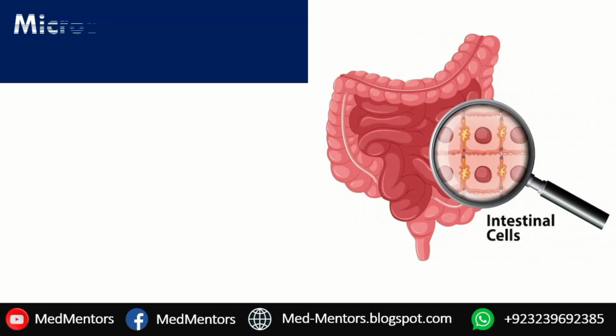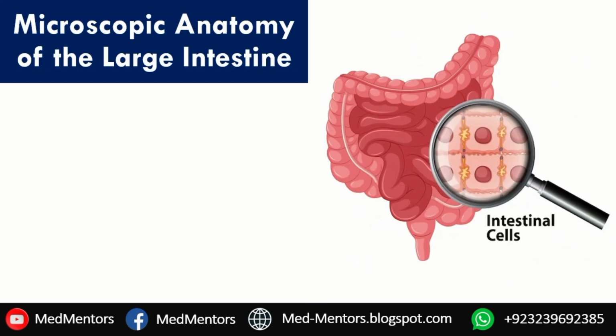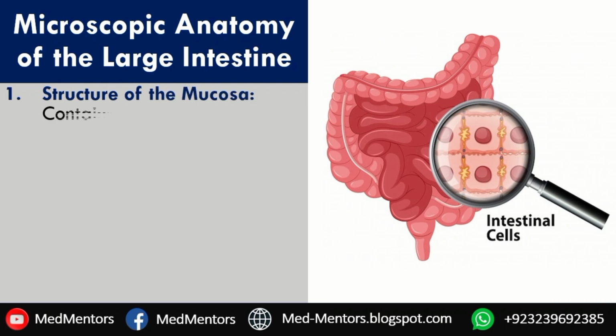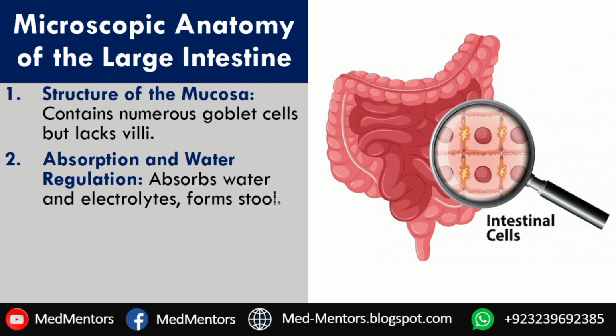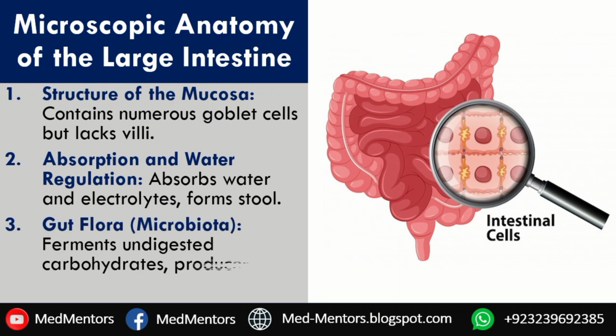Next, microscopic anatomy of the large intestine. Number 1. Structure. The mucosa contains numerous mucus-secreting goblet cells but lacks the villi seen in the small intestine. Number 2. Absorption and water regulation. It primarily absorbs water and electrolytes, aiding in the formation and compaction of stool. Number 3. Gut flora or microbiota. These beneficial bacteria ferment undigested carbohydrates and synthesize vitamins such as vitamin K.